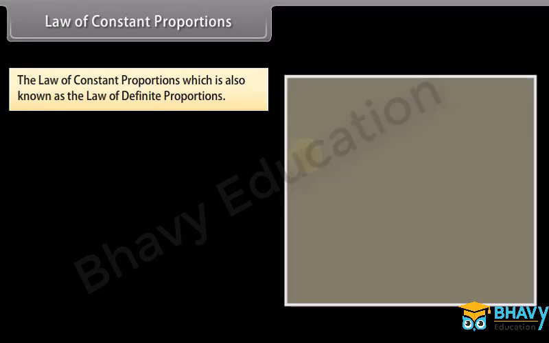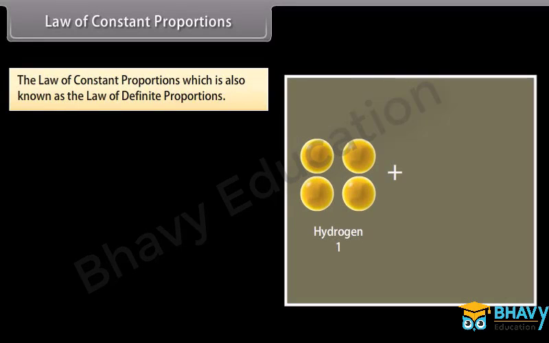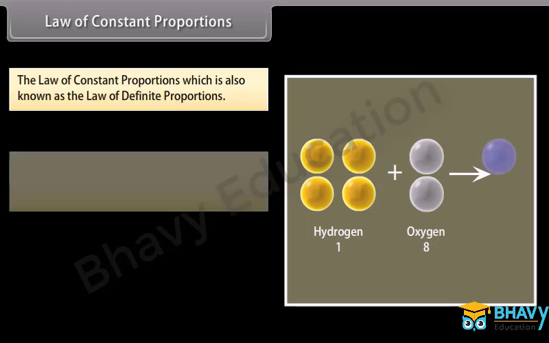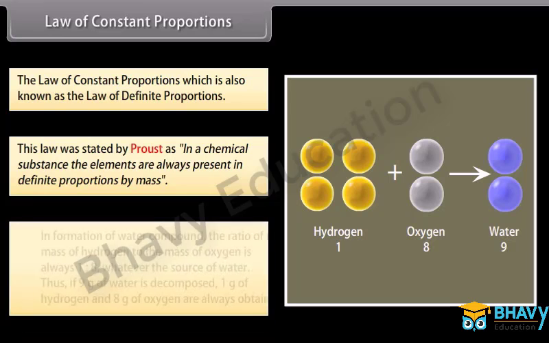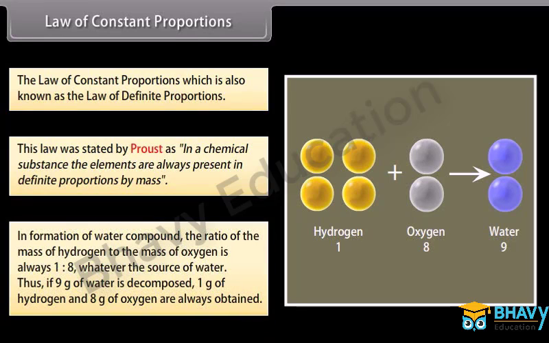Law of constant proportions. The law of constant proportions is also known as the law of definite proportions. This law was stated by Proust. In a chemical substance, the elements are always present in definite proportions by mass. In formation of water compound, the ratio of the mass of hydrogen to the mass of oxygen is always 1:8, whatever the source of water. Thus, if 9 grams of water is decomposed, 1 gram of hydrogen and 8 grams of oxygen are always obtained.